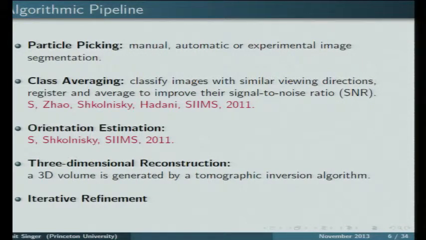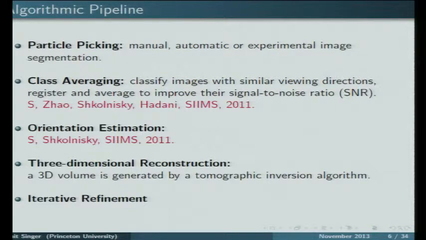Usually people will just start from iterative refinement. The previous steps are, first, particle picking, what I just showed you, to box out particles from the big micrograph. Then, if you have so many images, you can try to find images that were taken at roughly the same viewing direction. Such images should look the same up to noise and up to in-plane rotation. If you can identify such images, then you can average them after in-plane registration, rotation and translation, and get rid of the noise to amplify the signal to noise ratio.